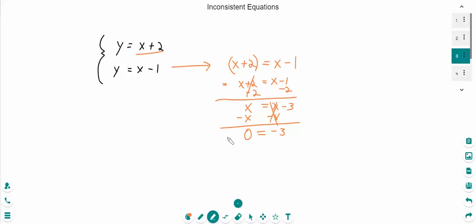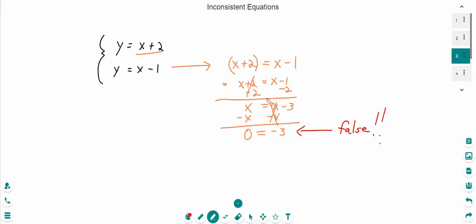Interesting. I don't believe we've ever seen this before, right? Up to this point. We lost our variable. Okay, we no longer have an equation with a variable in it. And in fact, we even have a false equation. This is false. Right? Because 0 does not equal negative 3. They are not the same thing. And that's what this is saying here. So something went terribly wrong.